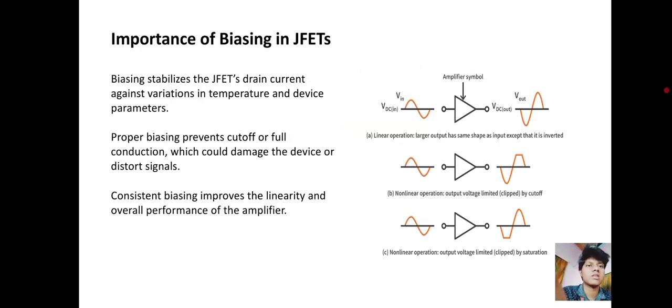Next, importance of biasing in JFETs. Biasing stabilizes the JFET's drain current against variations in temperature and device parameters. Proper biasing prevents cutoff or full conduction, which could damage the device or distort signals. Consistent biasing improves the linearity and overall performance of the amplifier. In linear operation, the output has the same shape as the input except that it is inverted. Next, non-linear operation: output voltage is limited by cutoff and saturation.